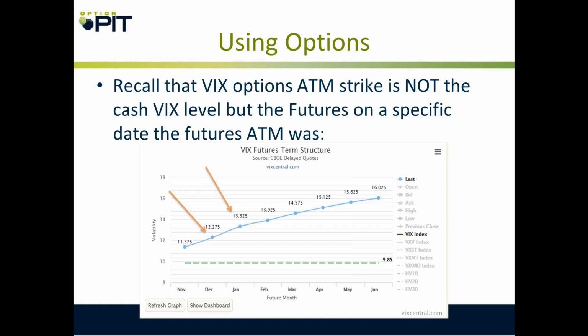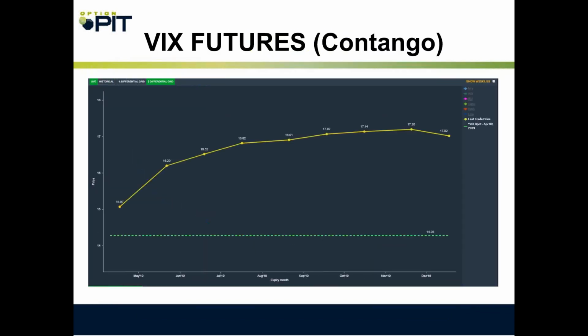So let's talk about how to use the options. So recall, this is important. VIX options, the at-the-money strike is not the cash index, but that future. All right, so today, with the VIX at 14, the at-the-money for April options was actually 15. The at-the-money for May, 16. Right, look at this. This is from today. So the at-the-money for May is 16.